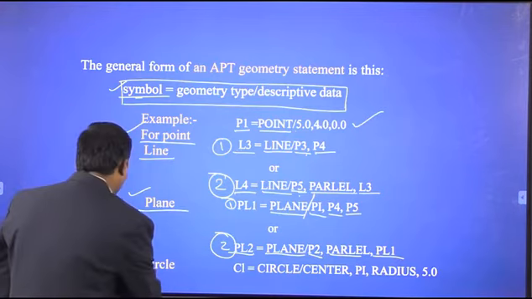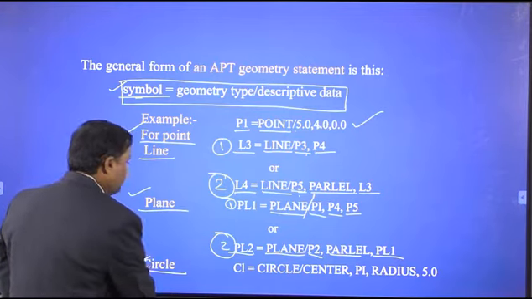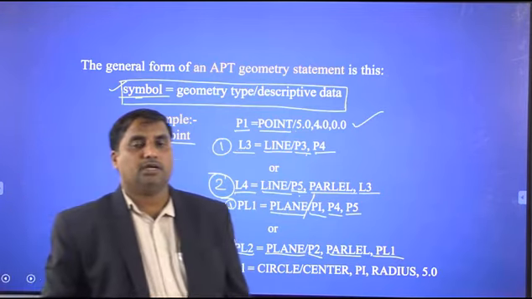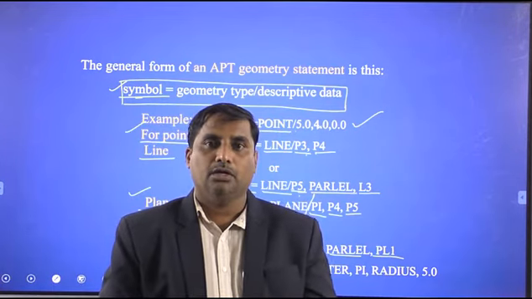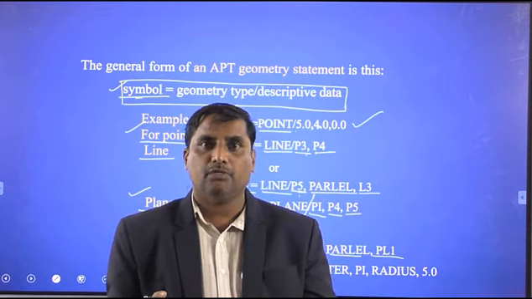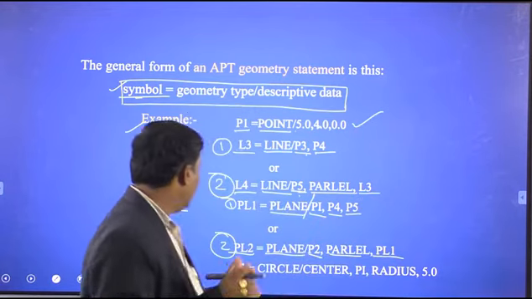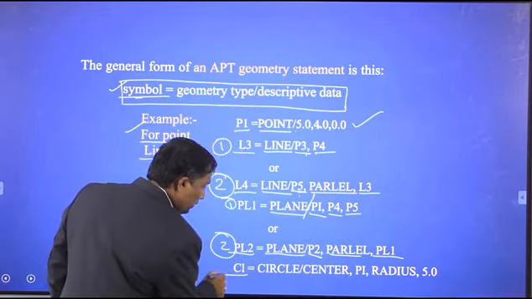Next one is circle. You know that one. Circle data in simple form: suppose if we have the center and radius of the circle, we can define the circle. Okay, right. So C1 equal to, this is the symbol.